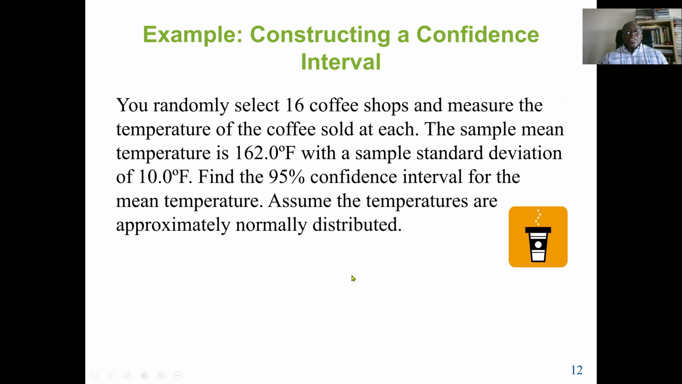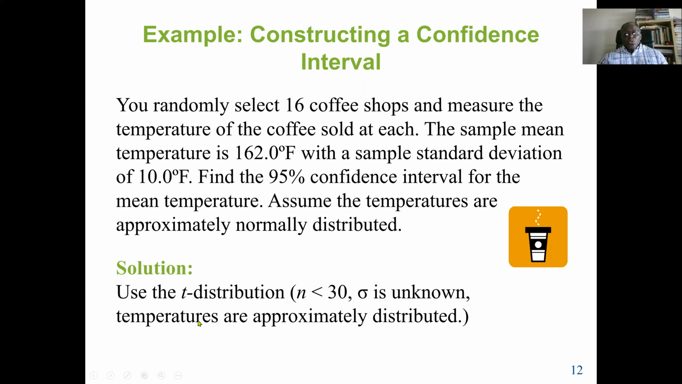So you randomly select 16 coffee shops and measure the temperature of the coffee sold at each. The sample mean temperature is 162.0 degrees F with a sample standard deviation of 10.0 F. Find the 95% confidence interval for the mean temperature, assuming the temperatures are approximately normally distributed. So first, we use the t distribution. Why? Because our sample size is less than 30, and also we don't know the population standard deviation.